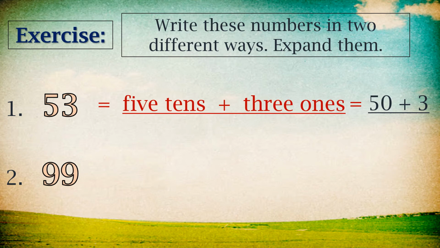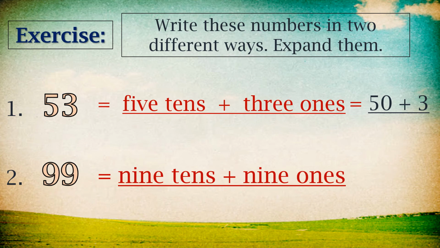99. In number 99, how many ones and how many tens are there? Yes, it's the same, 9 and 9. 9 tens plus 9 ones. 9 tens is equal to 90, and 9 ones is equal to 9. 90 plus 9 is equal to 99.